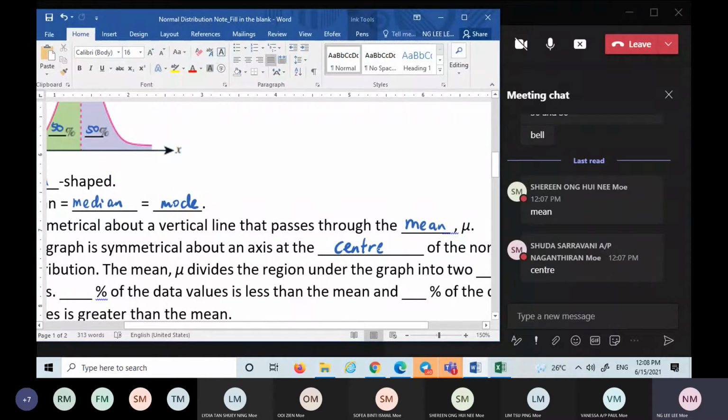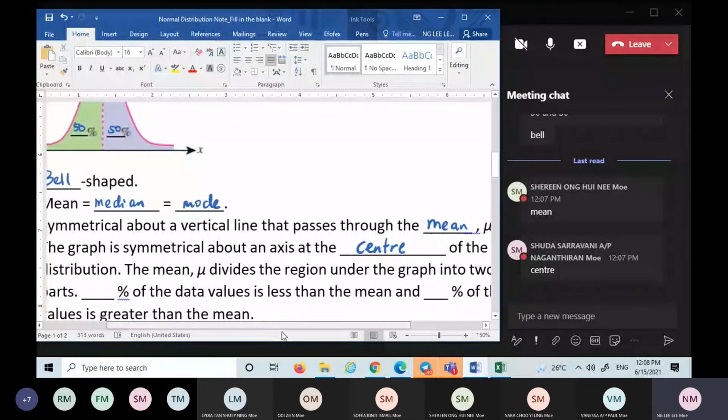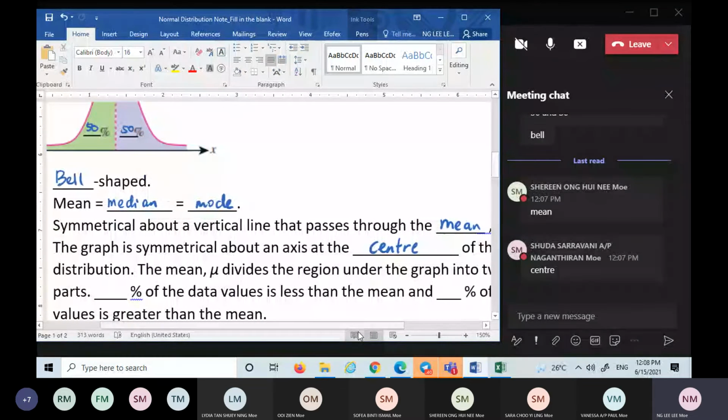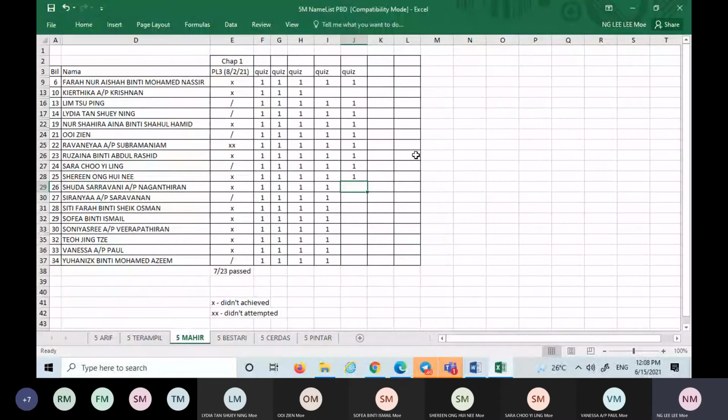Okay, next, the mean, which is mu, divides the region under the graph into two what parts? Equal or not equal? Okay, Sirania.